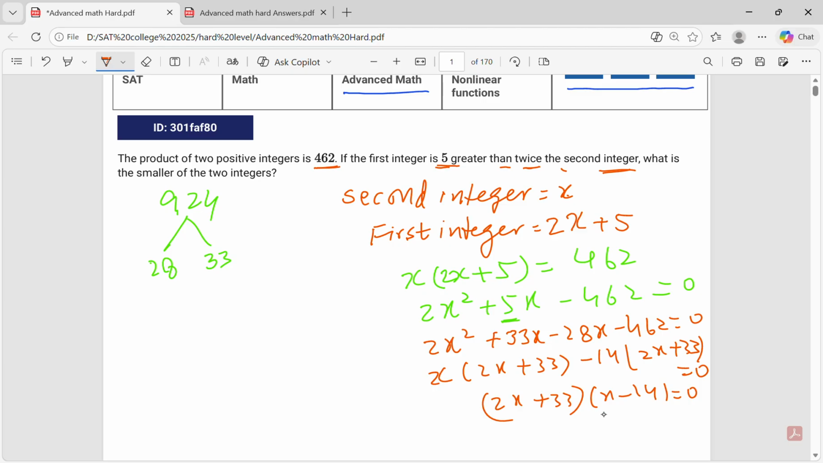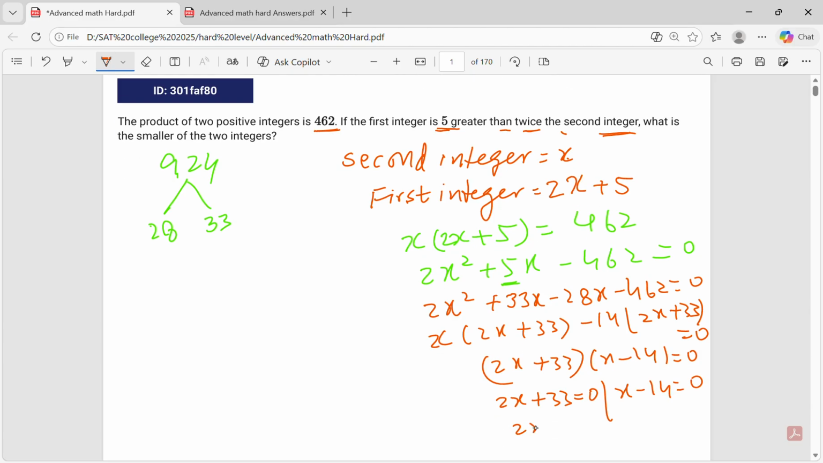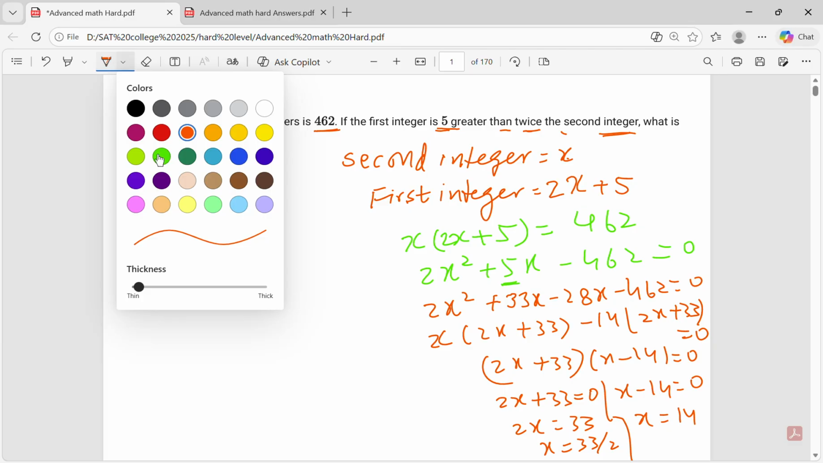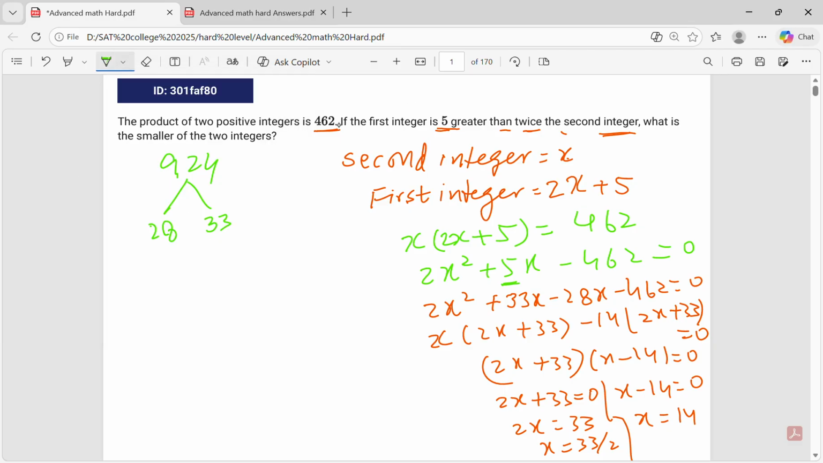Now since the product is 0, each one of them will be 0, so 2x plus 33 is equal to 0 and x minus 14 is equal to 0. So 2x is equal to negative 33, x is equal to negative 33 over 2, and x is equal to 14. We will select only 14 because it says positive and integer. The first is not an integer, but the second one is an integer, so our answer is 14.